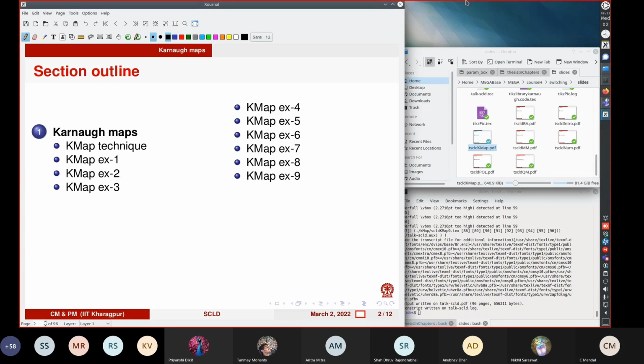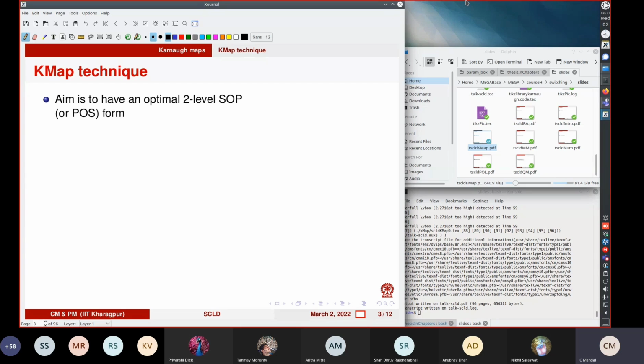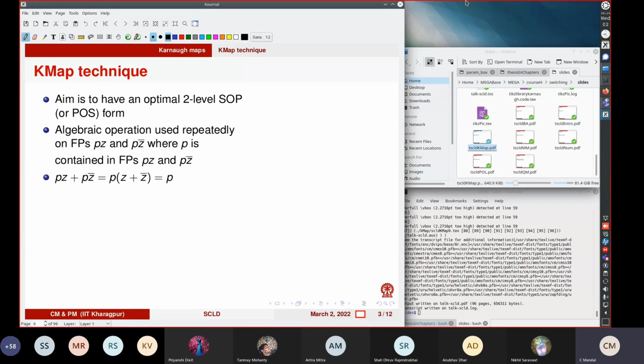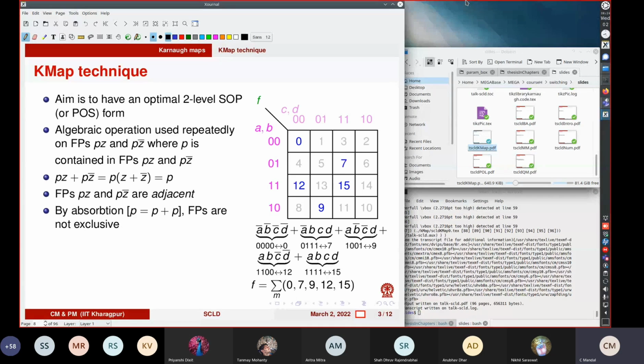The primary objective is to minimize a two-level sum of product form of Boolean expression, but it is equally applicable to product of sum. We'll look at that towards the end. I've already explained the basic principle of minimization: if two product terms differ in one literal, then that literal can be eliminated. All right, so here is a diagram of a Karnaugh map.